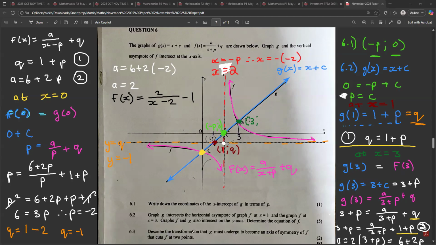6.3 says, describe the transformation that g must undergo to become an axis of symmetry of f. Okay, so when I show you what the axis of symmetry is and how to do it, I like to simply highlight where you get it from. What color have I not used? I haven't used purple. You get it from here, and I'm going to do this in black.